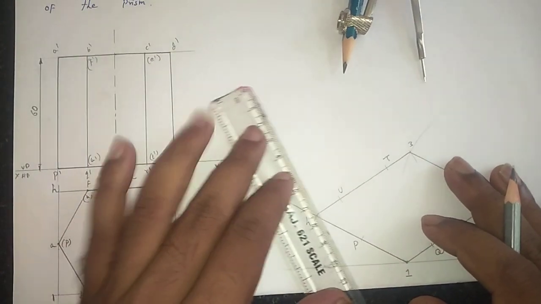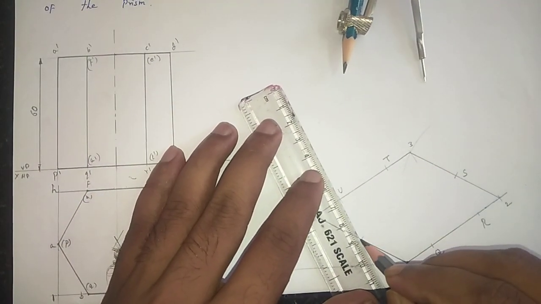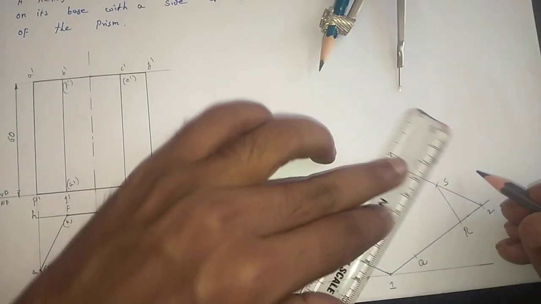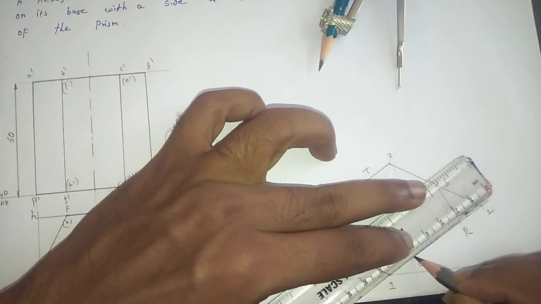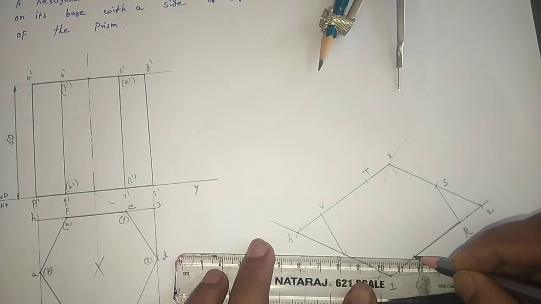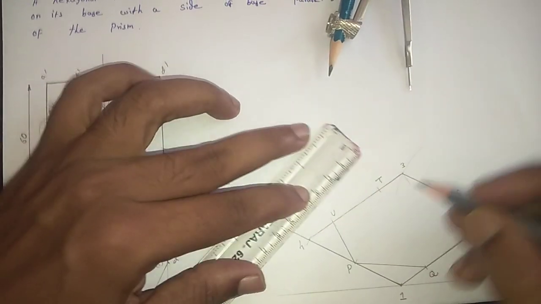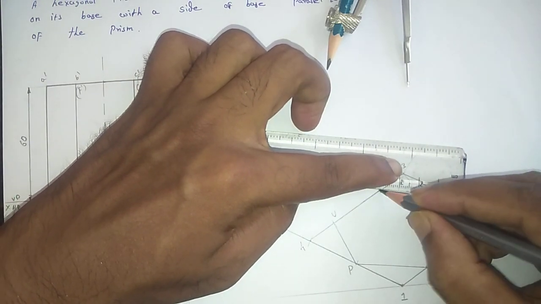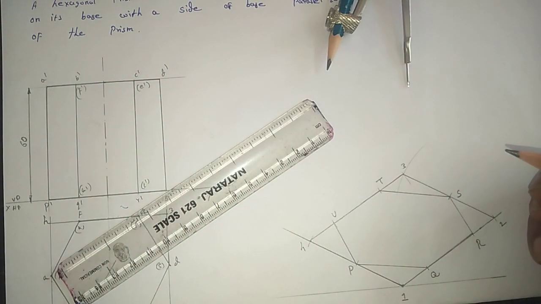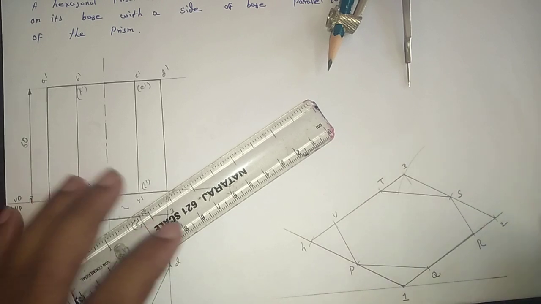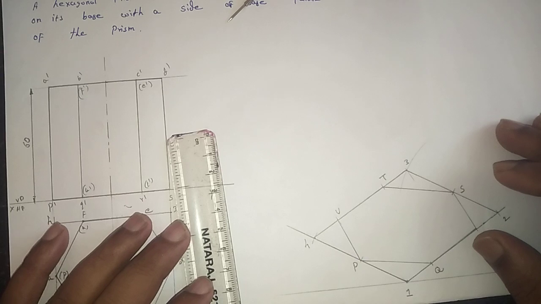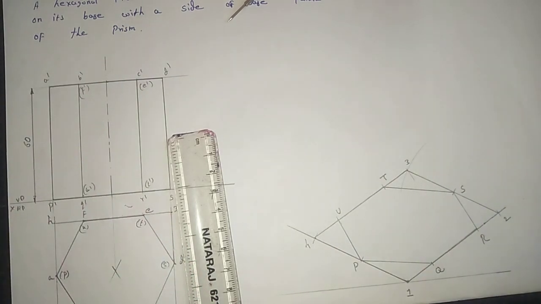Now we need to connect by a very light line. At initial we need to connect by only a light line because some hidden portions are there. So now the base portion of the hexagonal prism is completed. Now we are going to draw the top face of the hexagonal prism. So for drawing that, we need to project the lines from all the points number 1, 2, 3 and 4.